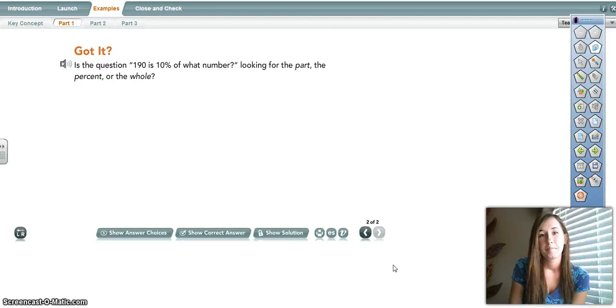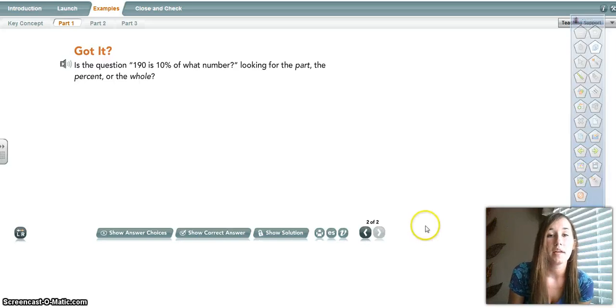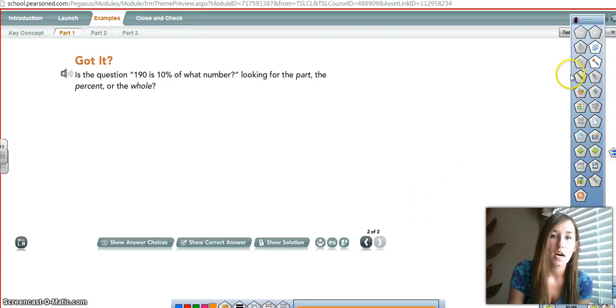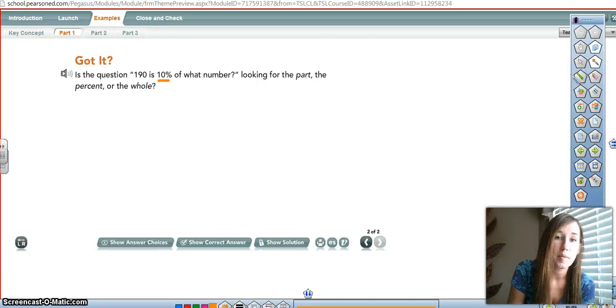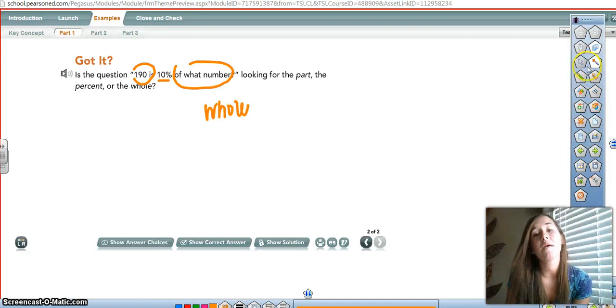Try this one. Pause the video, see if you can identify the correct answer. 190 is 10% of what number? We know the percent, we know the part, we're looking for the whole. It's important that we can identify whether we're looking for the part, the whole, or the percent, just so that we can identify the correct values being the correct parts of the percent equation, or even the proportion if we choose to use it.